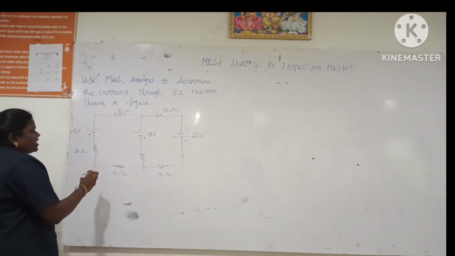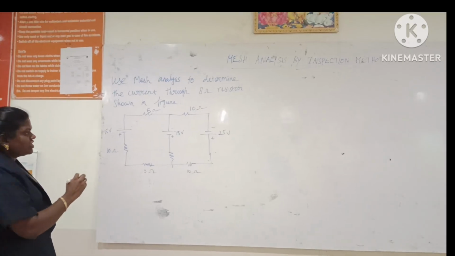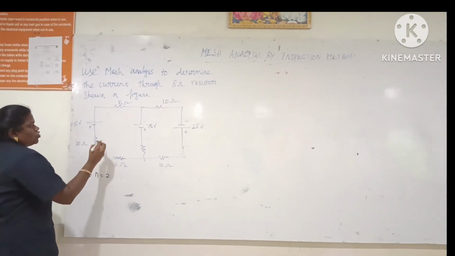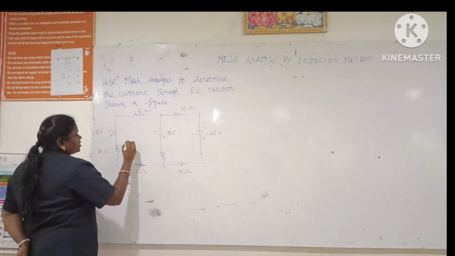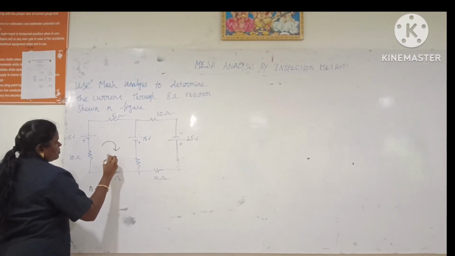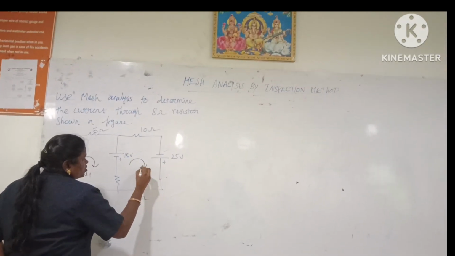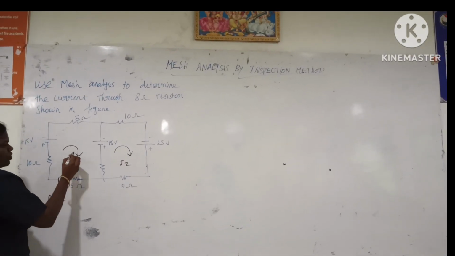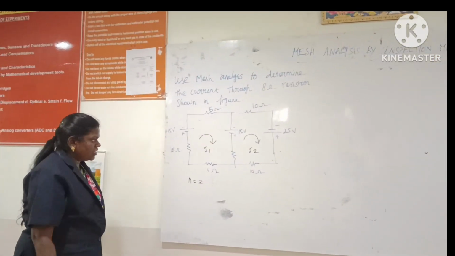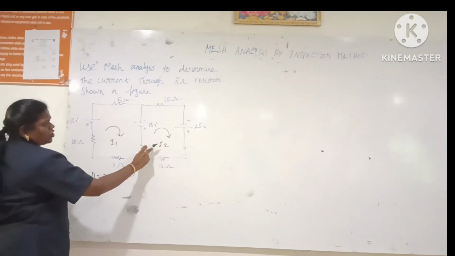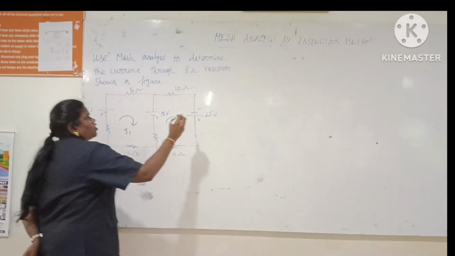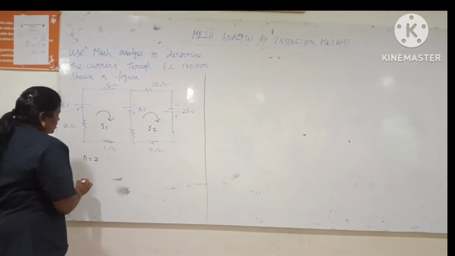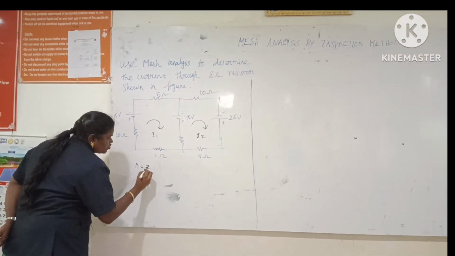First step, you have to find how many loops are present in the circuit. So the number of loops n is equal to 2. So the number of currents we have to find in the circuit is two: I1 and I2. Loop 1 is I1, loop 2 is I2. So you have to find the I1 and I2 currents from the circuit. The number of loops is 2.